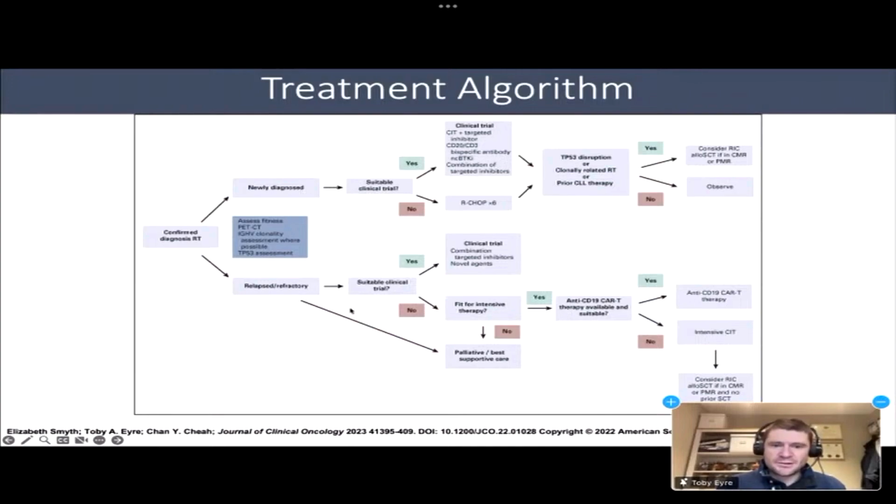The relapse refractory pathway is listed here. I won't go through this in detail. Of course, clinical trials are critical. Anti-CAR T cell therapy does look active. I'll show you some data here.